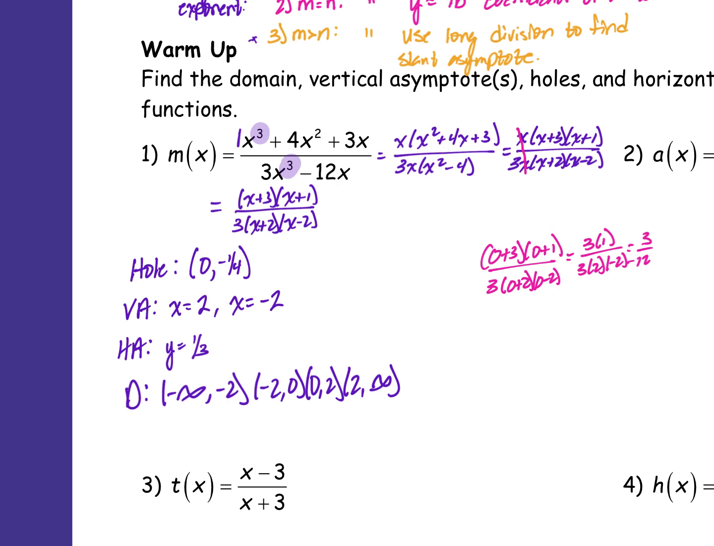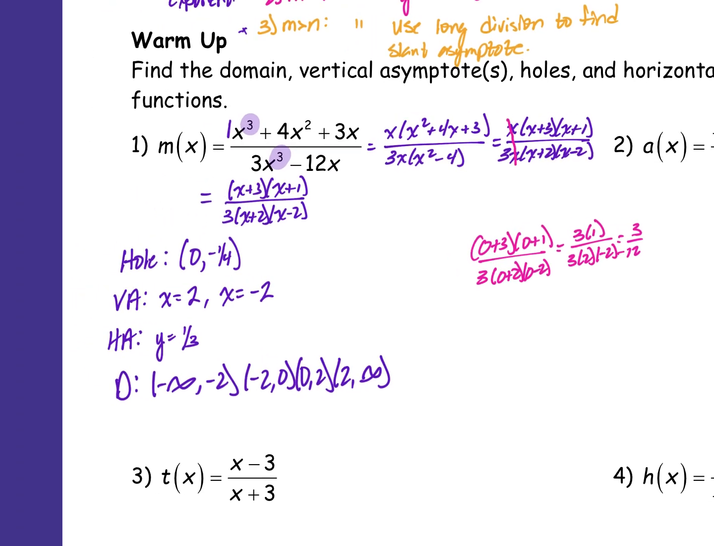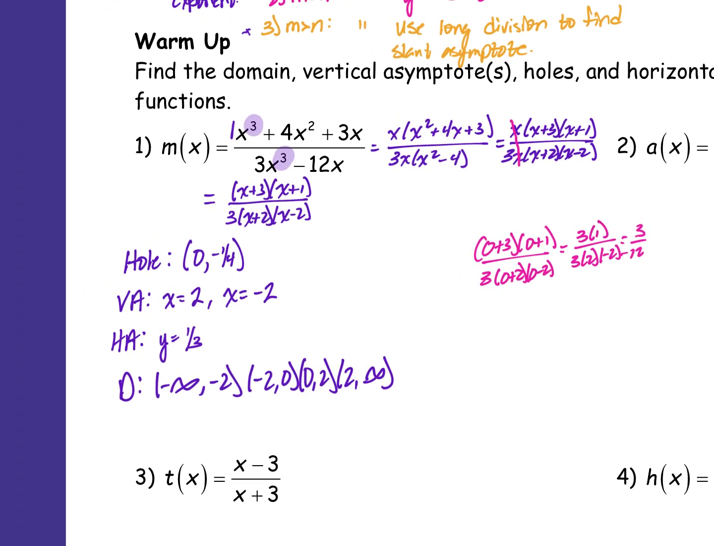So there's 3 stops there, so there should be 4. Yep, that's it. Okay. 4 pieces of my domain. I should not have written that one so far over. Okay, I'm going to erase this, so I have room over here for number 2.